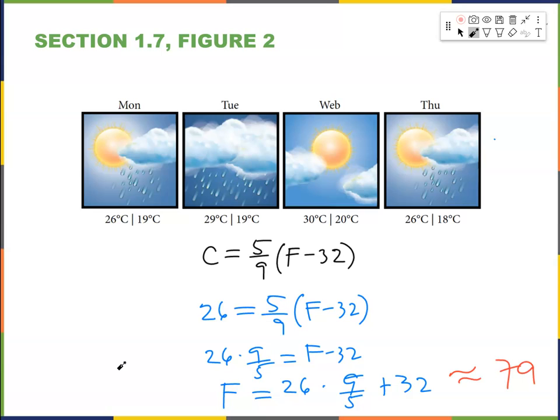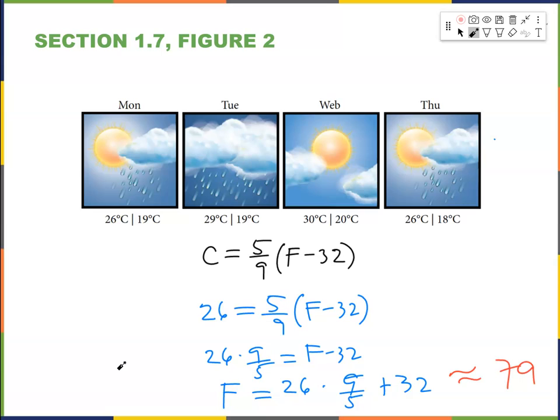Let's have an example here. Figure 2 is the temperature from Monday to Thursday, with the temperature in degrees Celsius. And what if we want to convert this to Fahrenheit? We know that the formula is degrees Celsius equals 5/9 of (F minus 32). Let's use the first temperature, 26 degrees Celsius. We plug in that here.